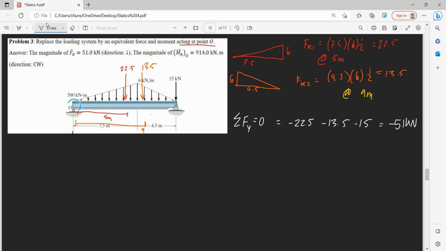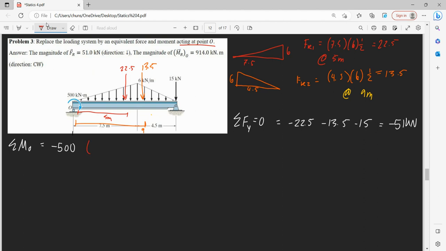And we want to know where this is acting. So we're going to start by finding our resultant moment. And we're going to take each one separately. So we're going to start with our free moment here. So this is counterclockwise, so it's minus 500.